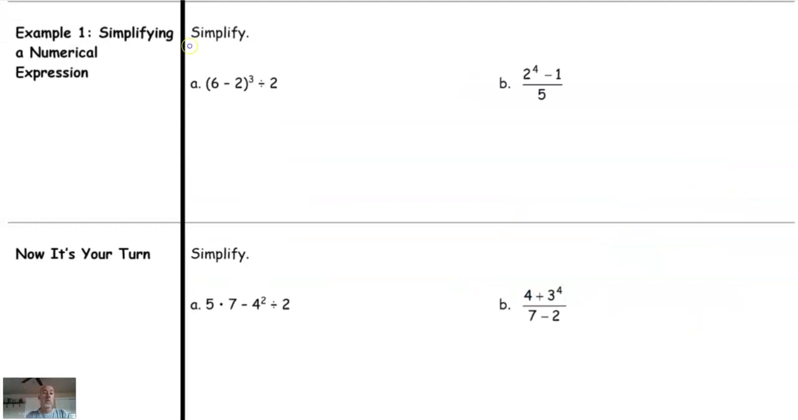So, notice the directions that say to simplify, not solve. You're going to simplify the expression 6 minus 2 raised to the third power divided by 2. So when you simplify an expression, you follow the order of operations, and you start with parentheses. There are parentheses in this problem, and inside the parentheses there's work to be done. 6 minus 2 is 4.